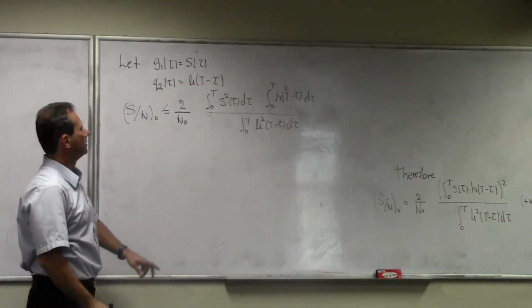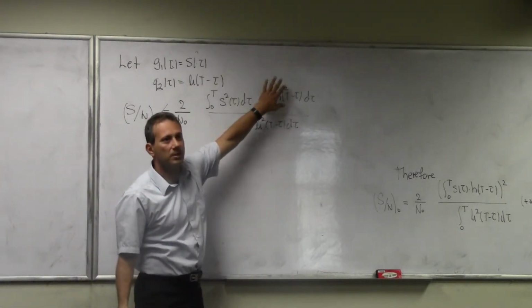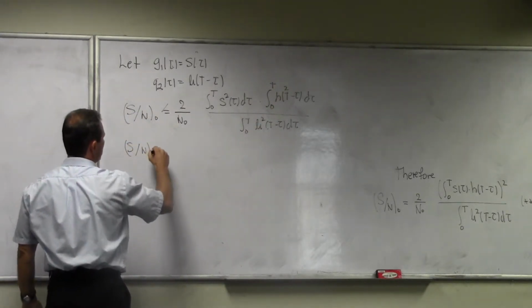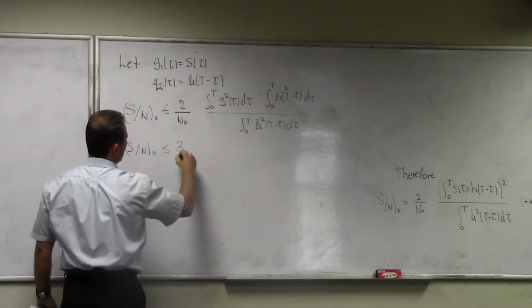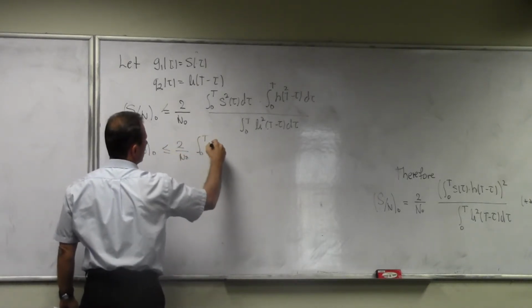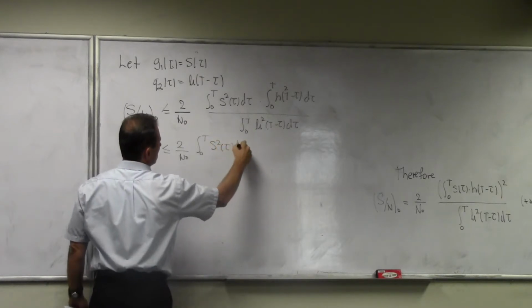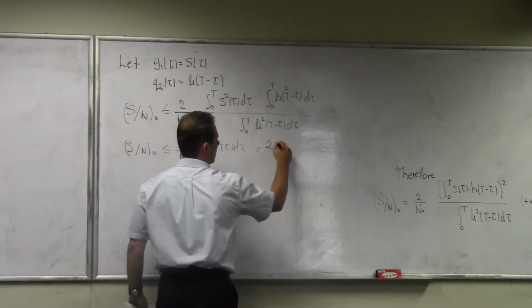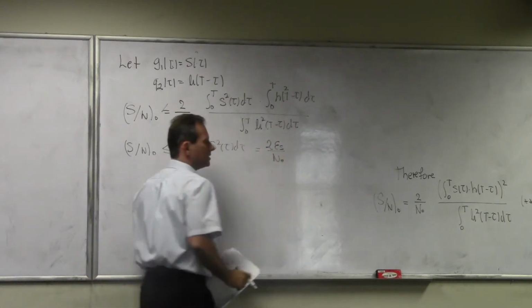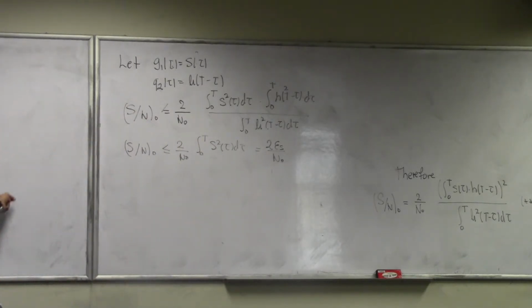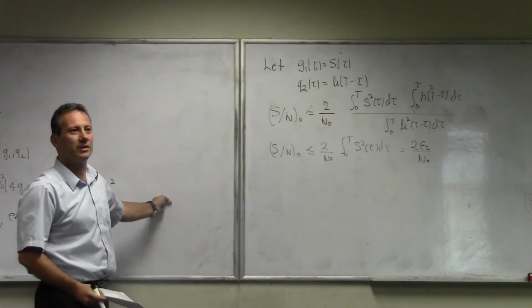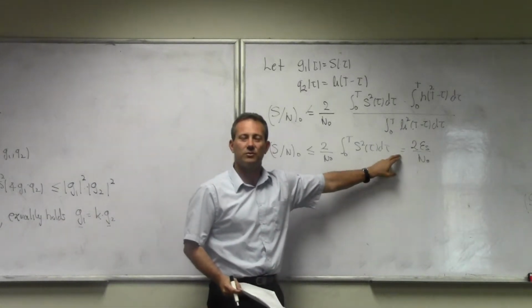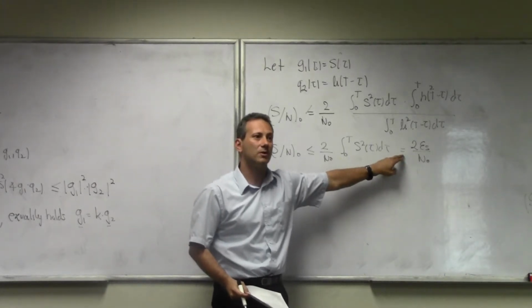What's so cool about this? This whole thing disappears, right? So I get that my signal-to-noise ratio at the output is always smaller or equal than this. Now, this guy here is our friend. What is this? Energy of the signal. So it's 2 epsilon s over N0. So this is where my slider sits. This is the highest up that I can push the slider. My signal-to-noise ratio at the output is always going to be smaller than this.